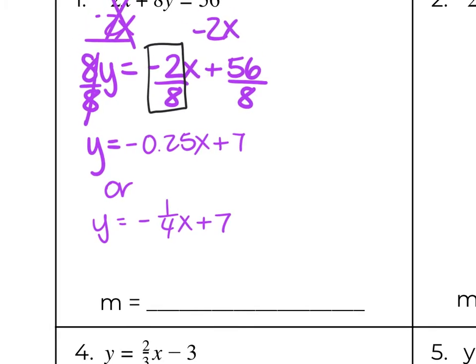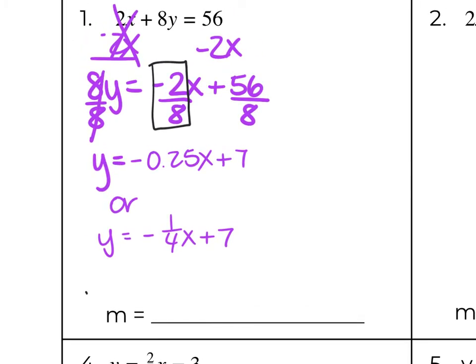All right, now the slope is really easy. M is slope, right? Which number in that equation is our slope? The 1/4 or the 7? 1/4. The -1/4 or the -0.25, okay? Either one of those. I do not care if you do fraction or decimal as long as it is not a repeating decimal. Then I want it as a fraction.